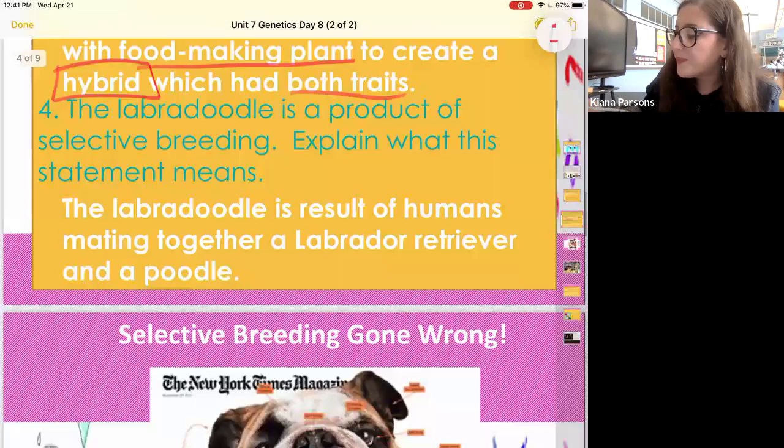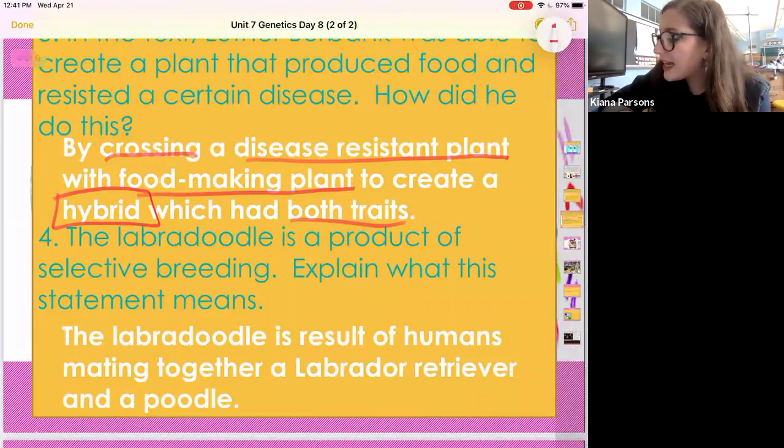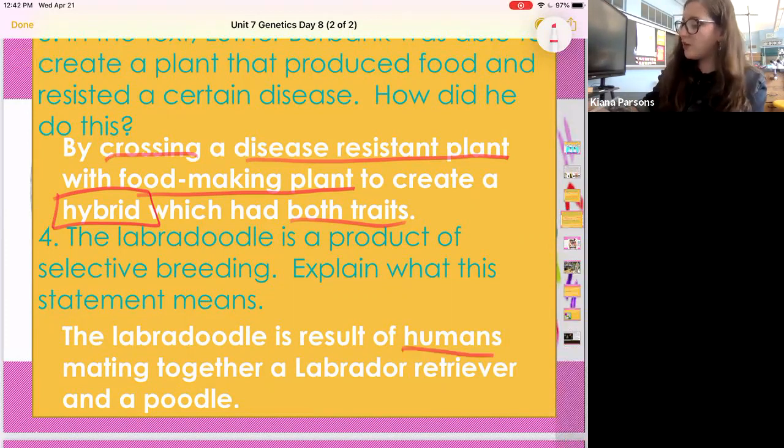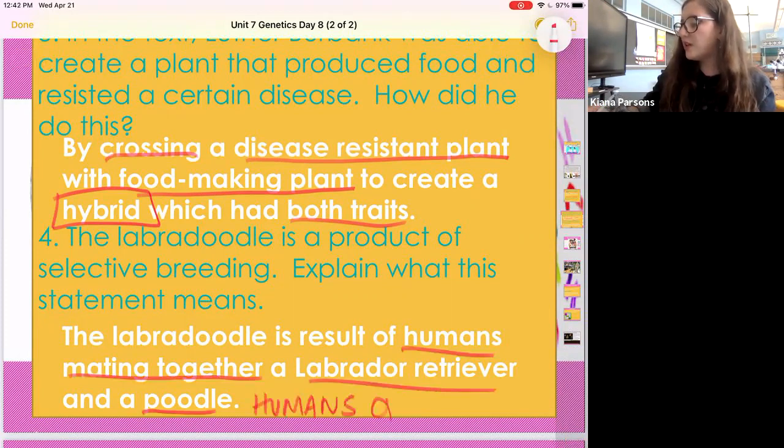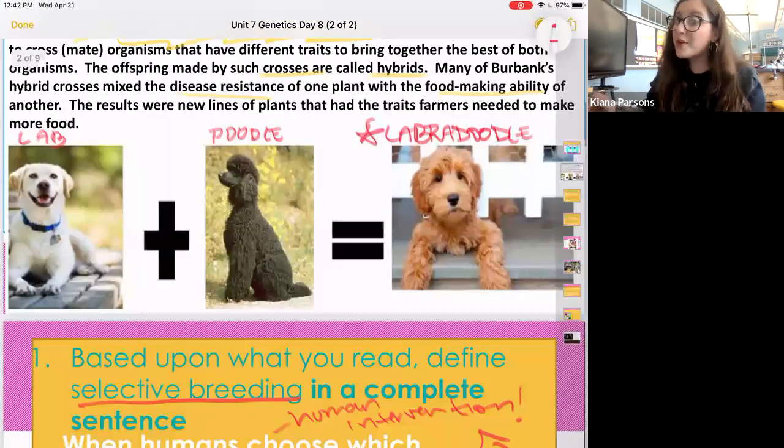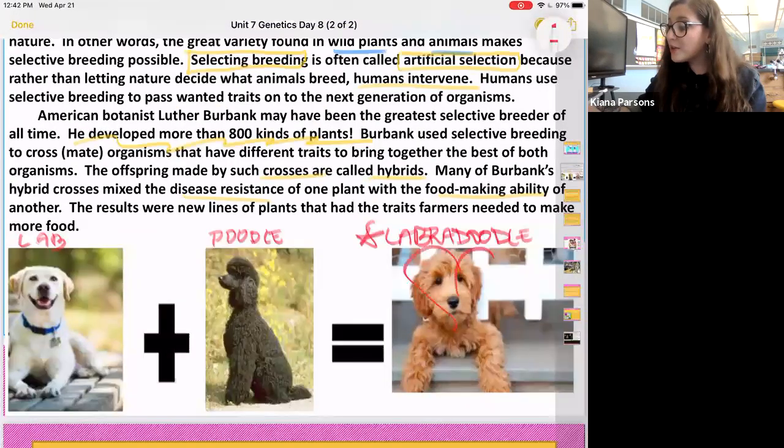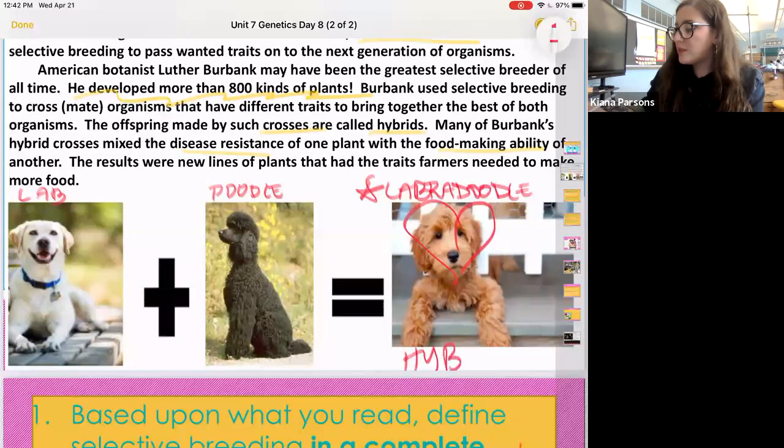Question number 4. The Labradoodle is a product of selective breeding. Explain what this statement means. So the Labradoodle is the result of humans mating together a Labrador Retriever and a Poodle. Humans chose the traits. So we said, the Lab and the Poodle are really cute, but you know what would be cuter? A Labradoodle. And we intervened, we selected what traits we wanted and created this new hybrid dog species.